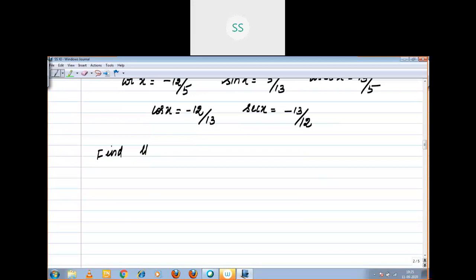Find the values of the trigonometric function.